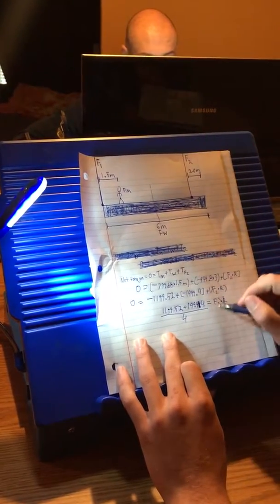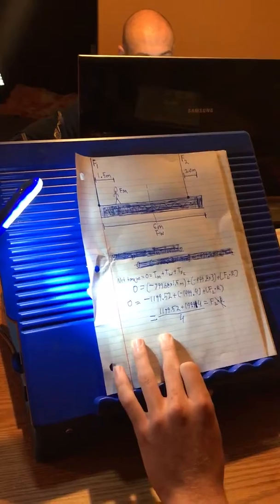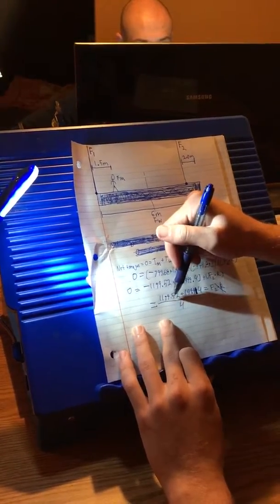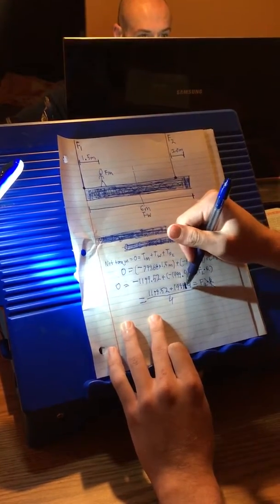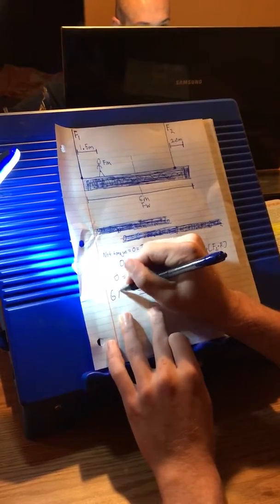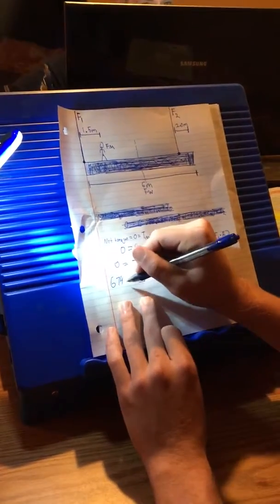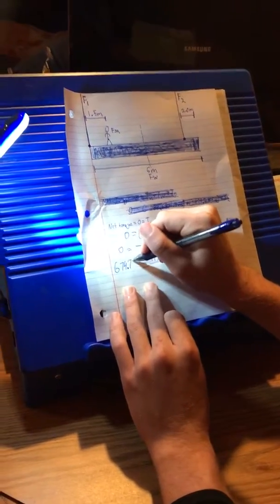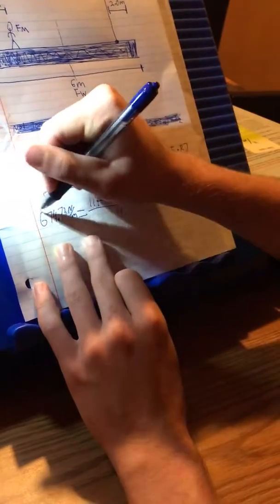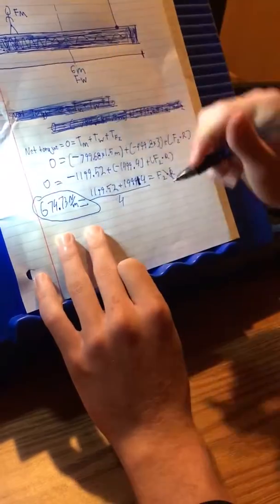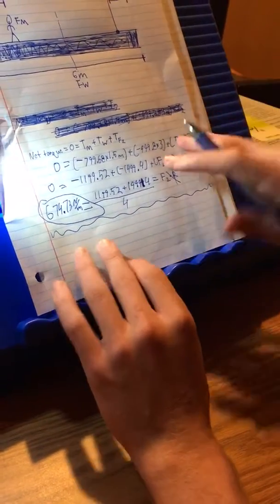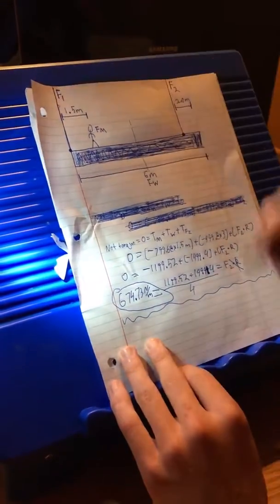So this is going to give us our force for F2, which will then equal 1199.52 plus 1499.4 divided by 4, which gives us 674.73, and that is our force for F2. All right, now that we've got that, we can now solve for the force of F1.